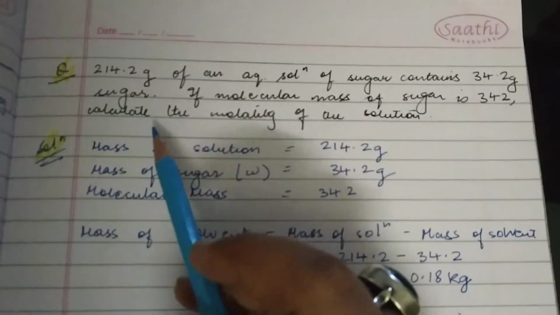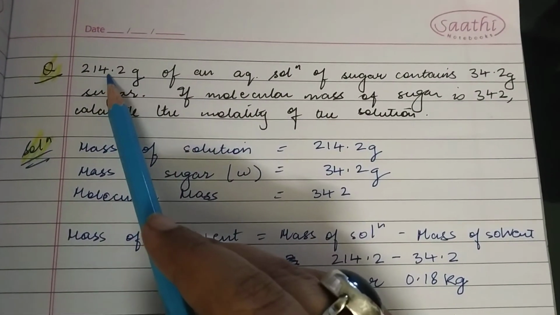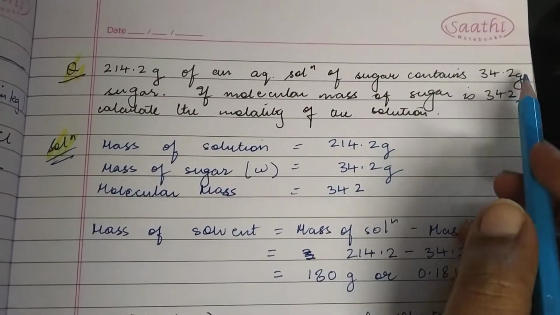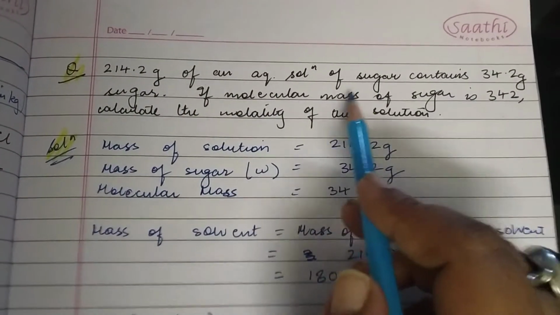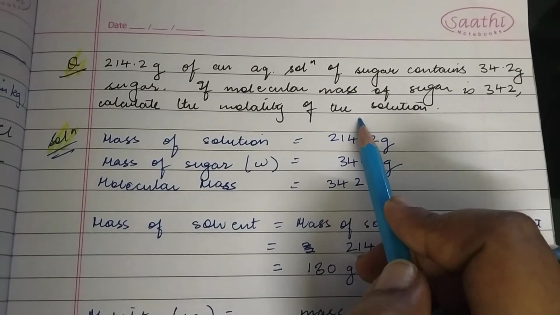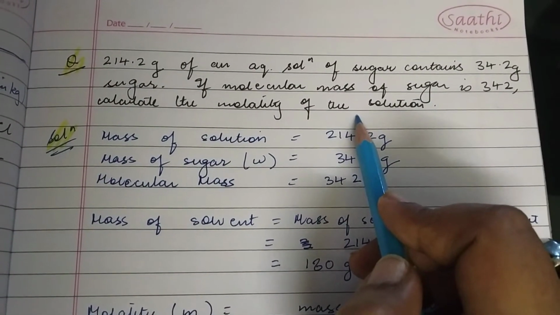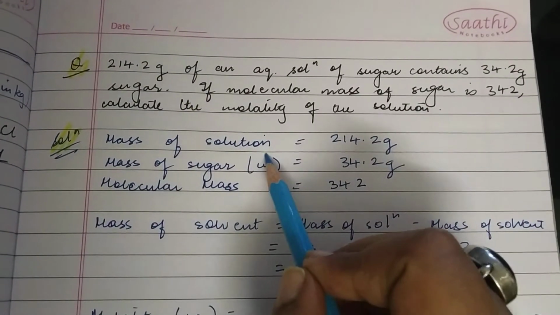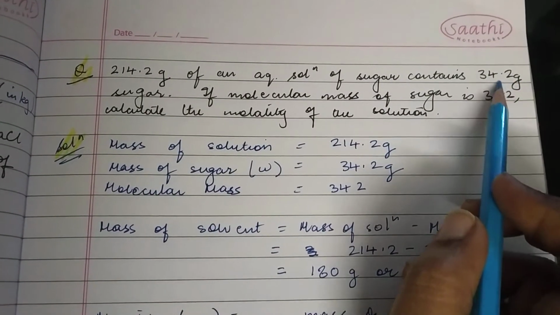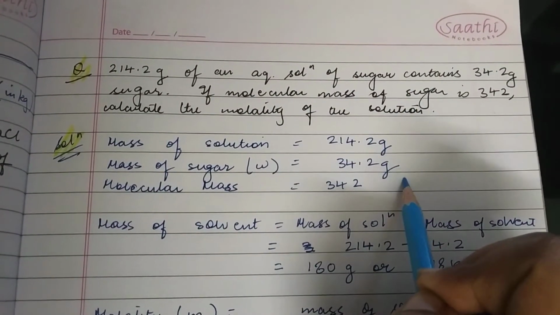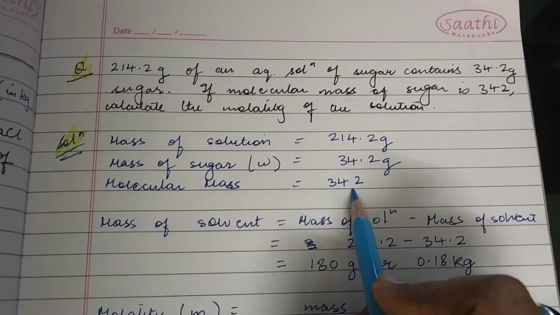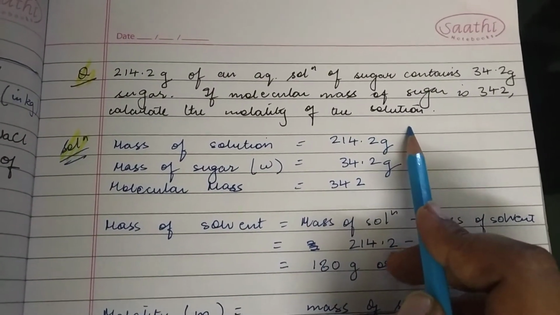And now another question, let's just attempt it. 214.2 grams of an aqueous solution of sugar contains 34.2 grams sugar. If molecular mass of sugar is 342, calculate the molality of the solution. So students, here in this question, you have been given the mass of the solution, that is 214.2 grams. You have been given the mass of sugar that is dissolved in the solution, that is 34.2 grams, and you have been given the molar mass of sugar, that is 342.